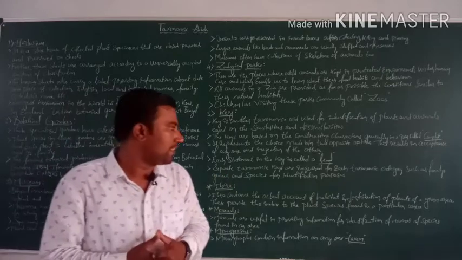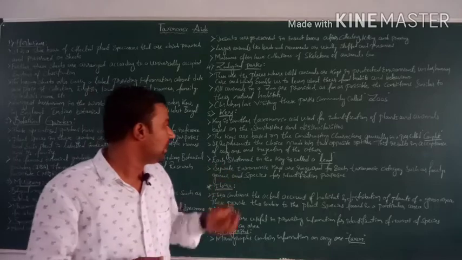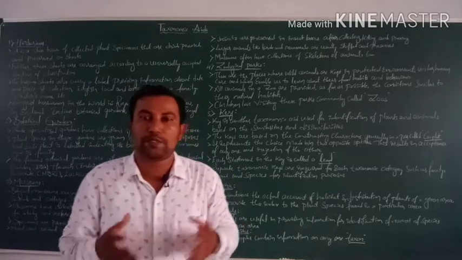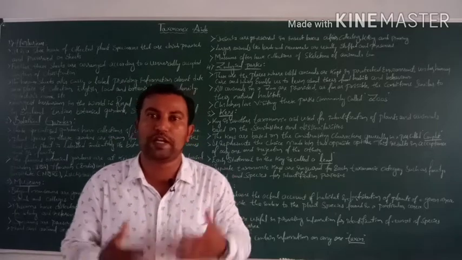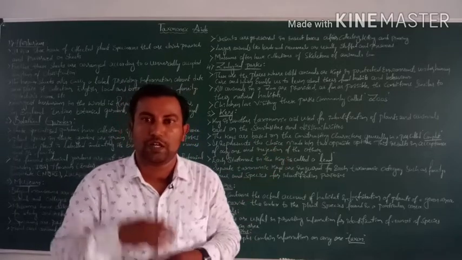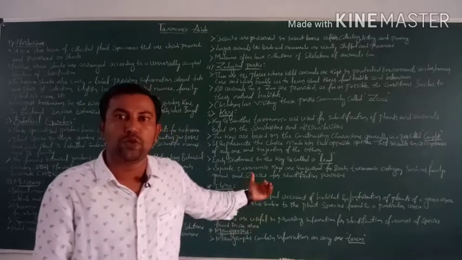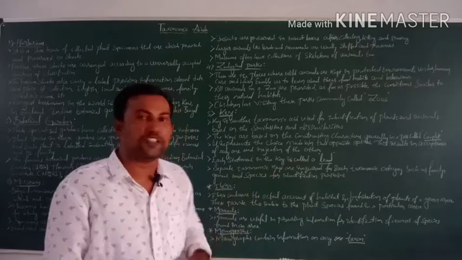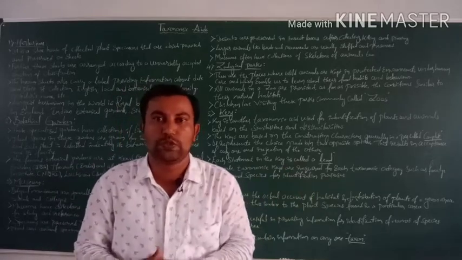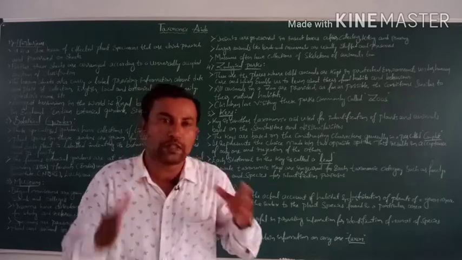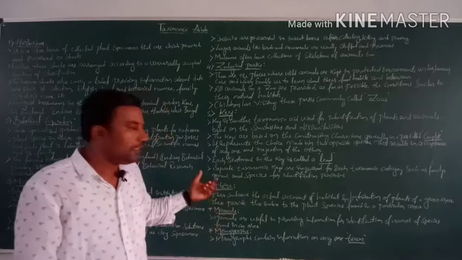Separate taxonomic keys are required for each taxonomic category, such as family, genus and species, for identification. Suppose I need to know which family, then I require a separate key. If I want to know about the genus, I require one more key to know exactly which genus it is, and in a similar fashion for the species also. So a particular key is needed for each particular taxonomic category. Okay, come to the next.